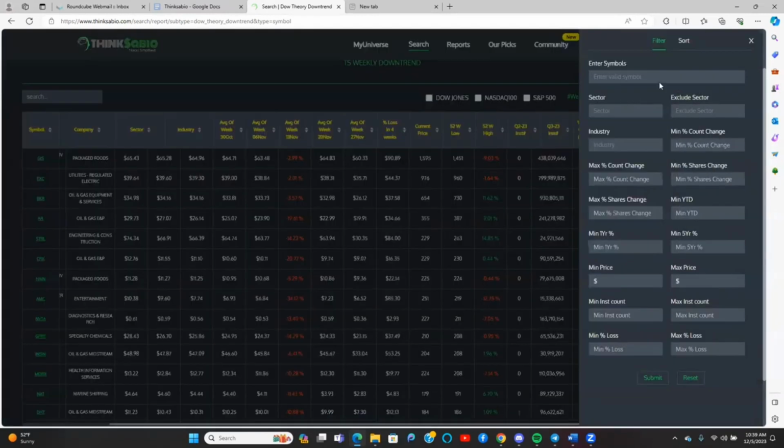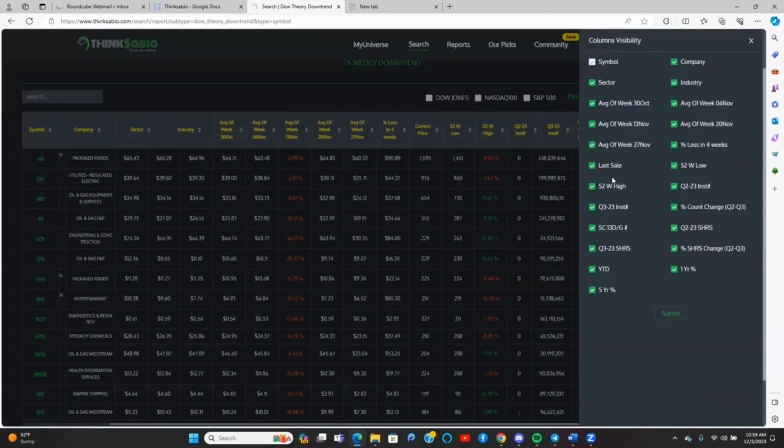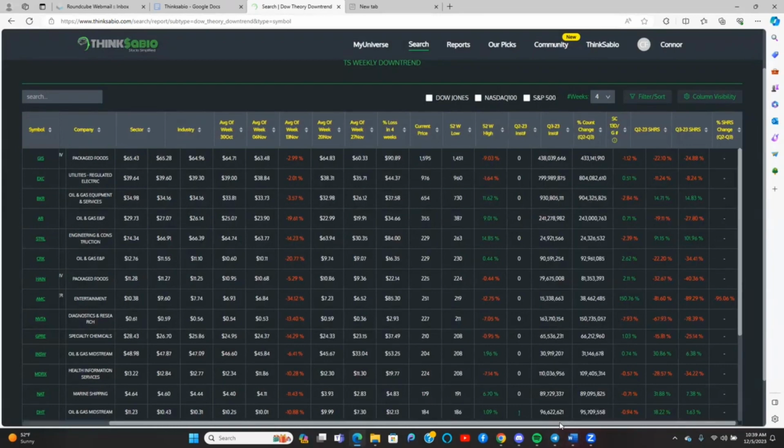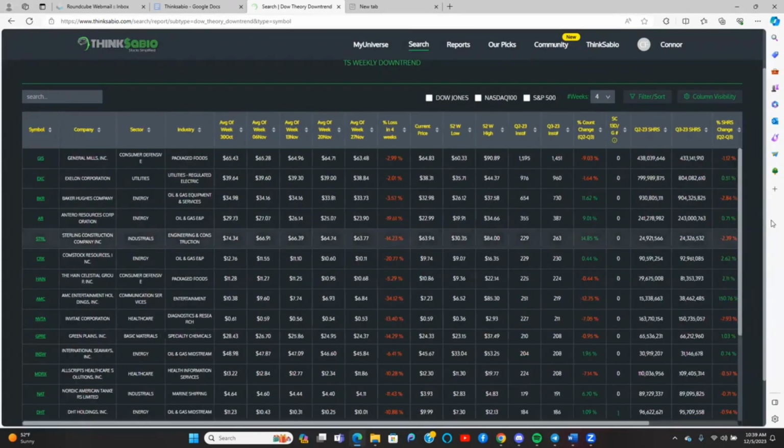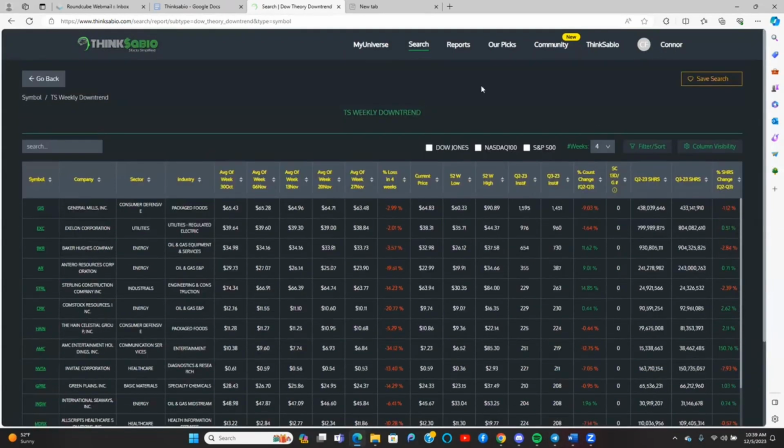So with this one, you can also filter by certain values, current price, maybe the 52-week low, whichever ones you want to see, and then you can also choose which columns you want to include and which you want to avoid. So it's a similar format to both. It's just that one shows stocks that have grown and another shows stocks that have decreased.